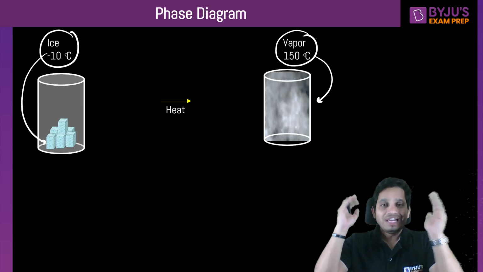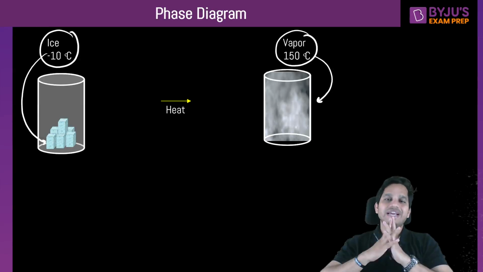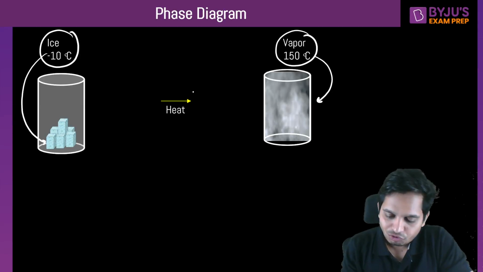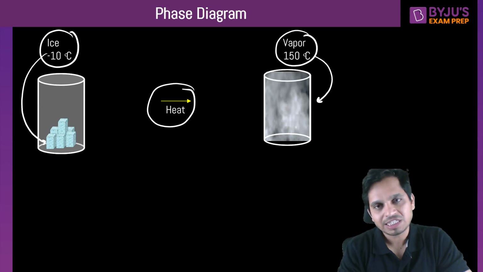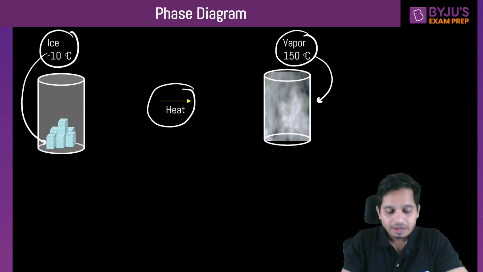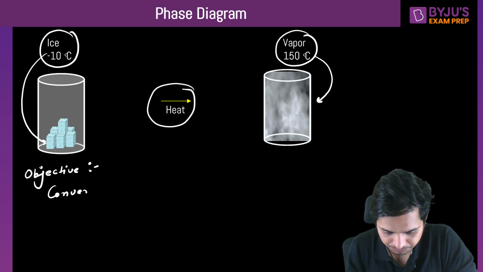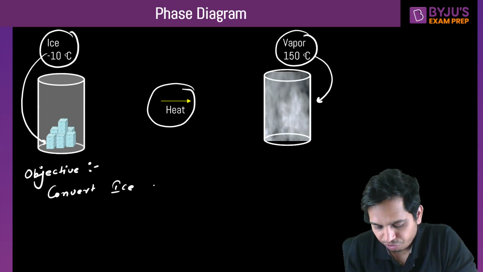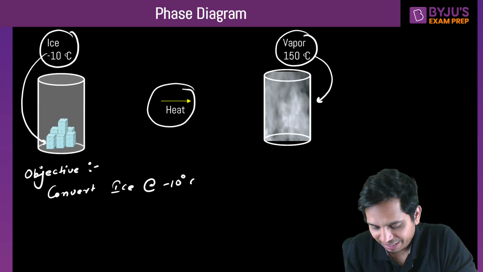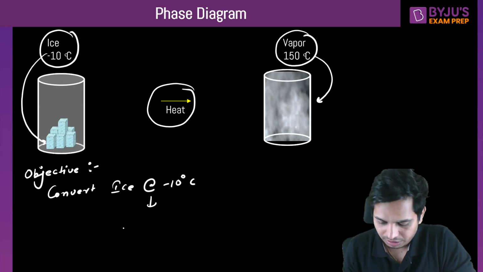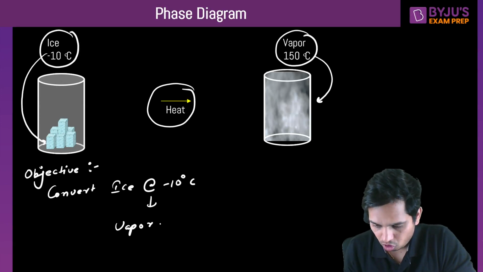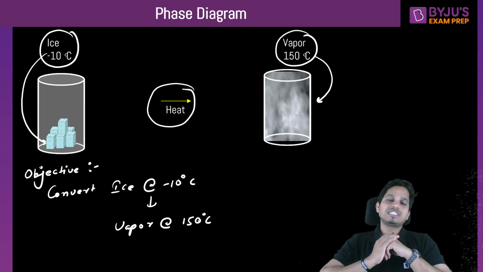So what will we do? Will we heat or will we cool? Of course we will heat. So we will be providing heat transfer. So again, what is the objective? It is to convert ice which is at minus 10 degrees Celsius to vapor or steam at 150 degrees Celsius. So this is the aim.